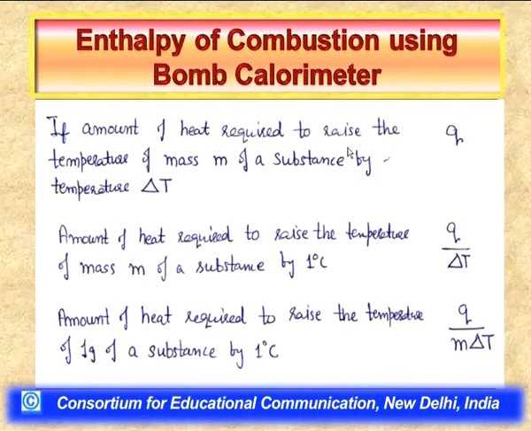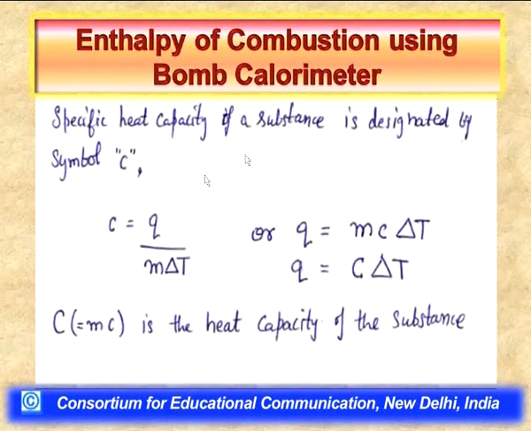If the amount of heat required to raise the temperature of mass m of a substance by temperature delta T is Q, then the amount of heat required to raise the temperature of mass m of a substance by 1 degree will be Q by delta T. Similarly, the amount of heat required to raise the temperature of 1 gram of a substance by 1 degree will be Q by delta T divided by m, that is Q by m into delta T. M is the mass of the substance, delta T is the temperature change, and Q is the heat required to raise the temperature of the substance.